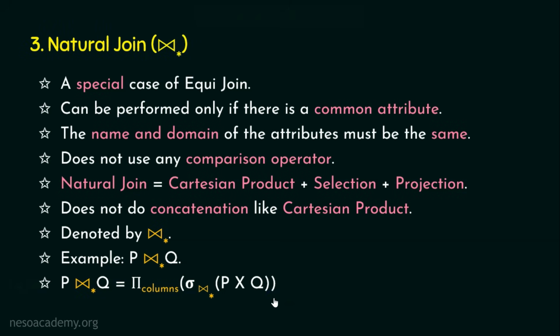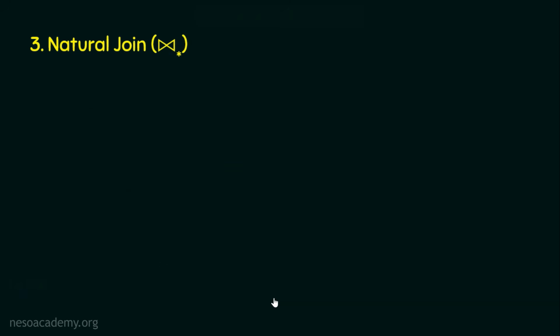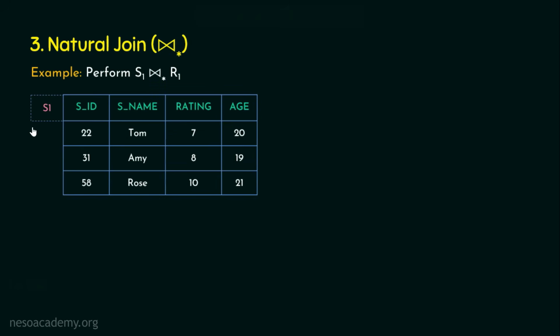Let's now see an example for natural join. In this example, we are going to perform S1 natural join R1. Let's see the relations. S1 remains the same. Like in the previous example, we have the student ID, student name, rating, and age.